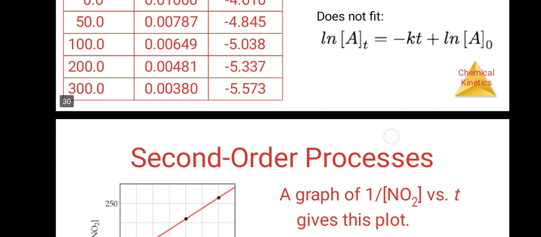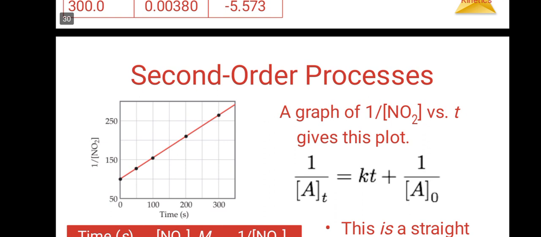I'm sure you are now able to see what's happening here for the second order process. And of course, it's yielding a straight line. If you use this equation, 1 over A at t, you are going to obtain a straight line with a slope that will be moving upward.